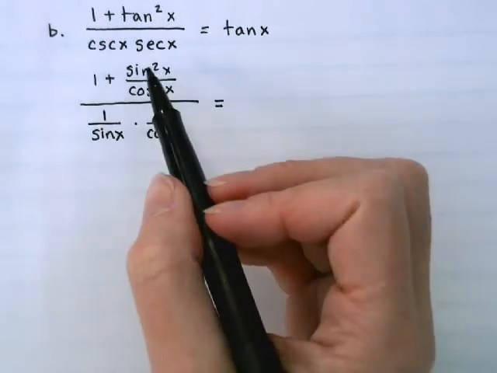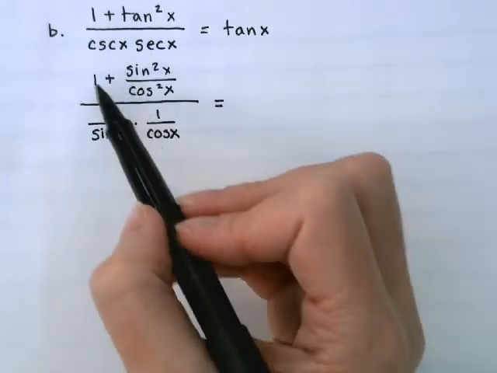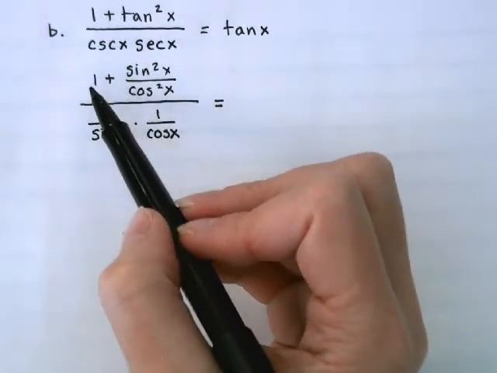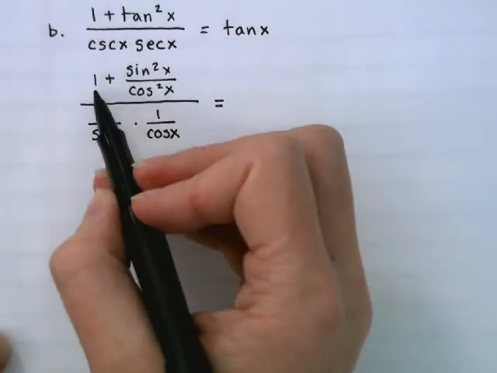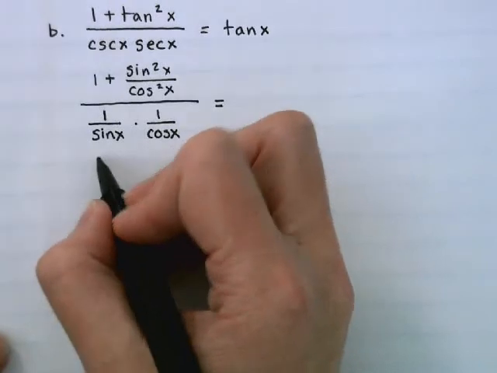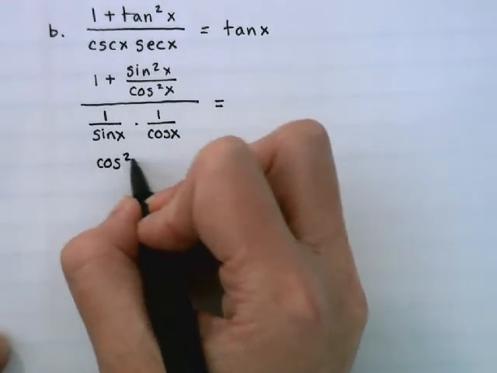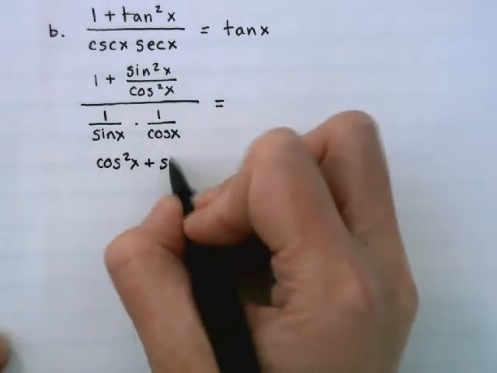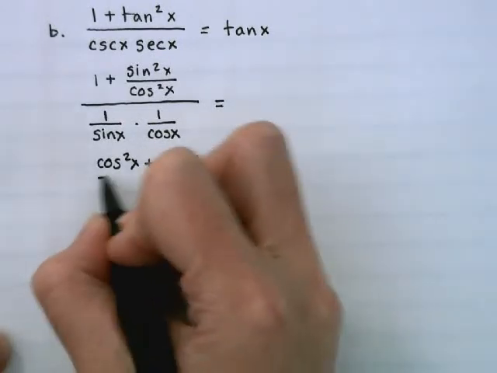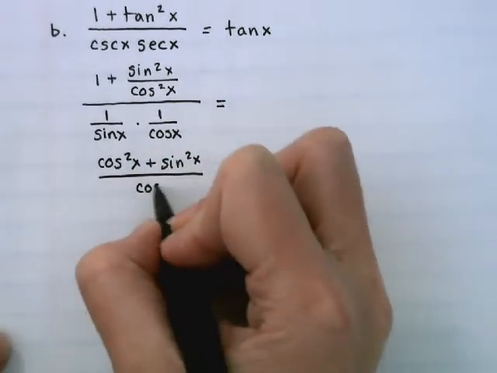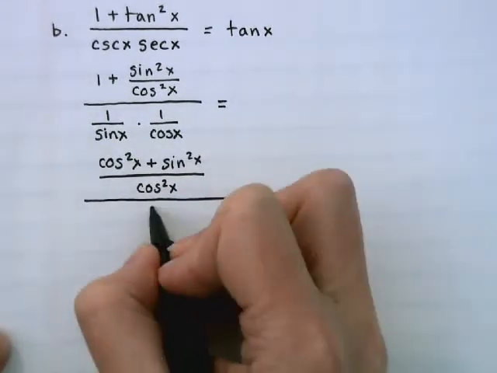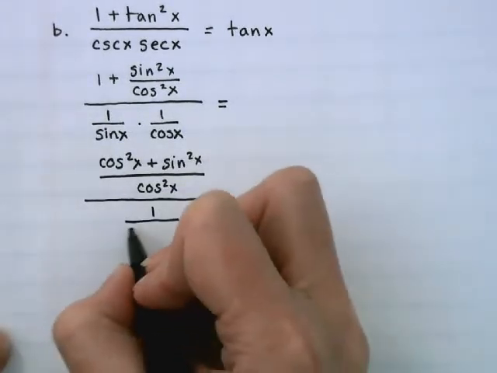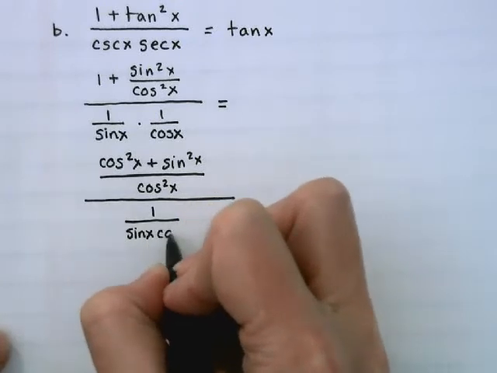Okay, in the numerator, I'm going to get a common denominator. So that's going to make this cosine squared over cosine squared. So I'm just going to go ahead and do that in my head and combine. So cosine squared over cosine squared plus sine squared. We're going to have cosine squared x plus sine squared x over that cosine squared, all over 1 over sine of x cosine of x.